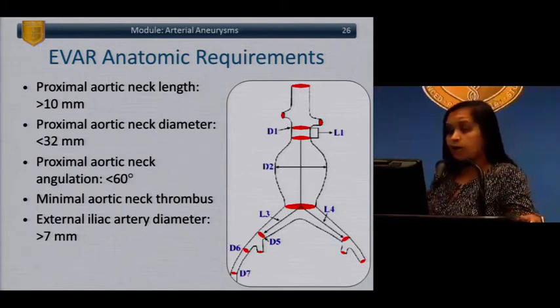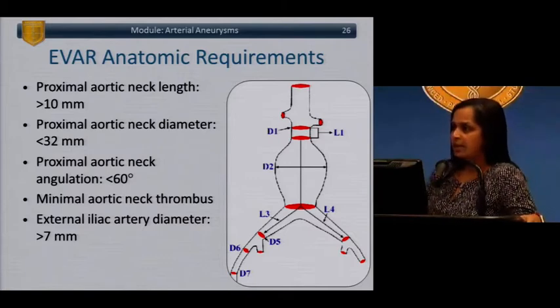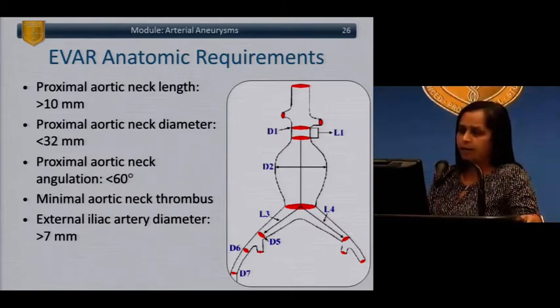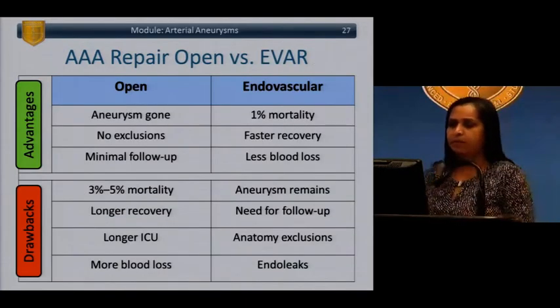You want a good proximal neck in terms of length and diameter. You don't want a lot of angulation because this puts undue forces on the stent. Thrombus in the neck makes this fixation difficult, so this should be minimal. And then you need big enough access vessels to get the stent graft devices to their location, although the sizes of these stent grafts are decreasing as they get developed.